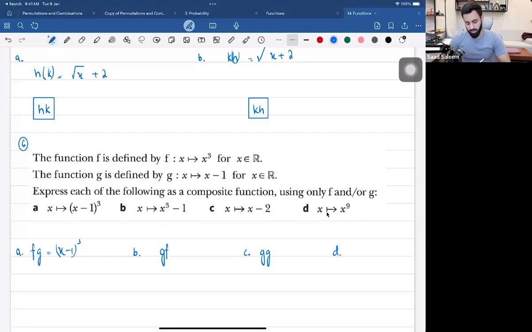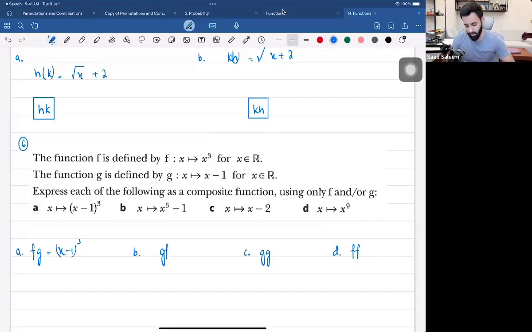Now here's part D, which is x power 9. So your thought process should be, well, if I can replace x with x cubed and then cube it again, you will get x power 9 because the powers are multiplied. So the only way to do that is to plug in function f inside of function f again. Okay, and you will get x power 9. If you can't figure that out, nothing to worry about. No need to feel inferior or something. Just do a bit of trial and error before you have the answer.